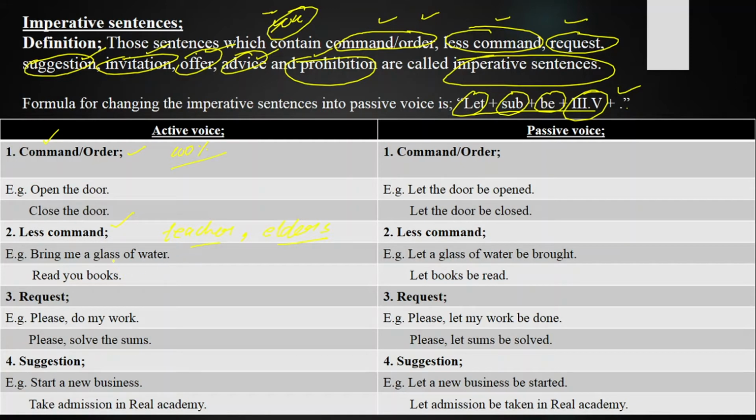In the same way, the second sentence: read your books. Bring me a glass of water, the passive for that is, let a glass of water be brought. And read your books, let your books be read.